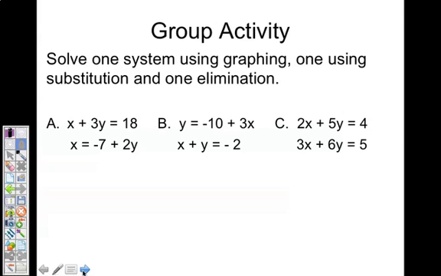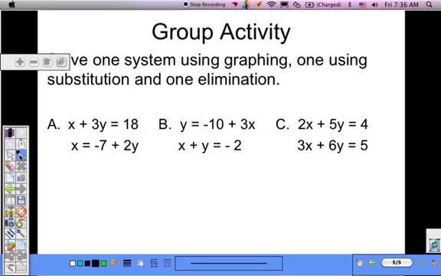Now, we have 3 equations here. You're going to solve one by graphing, one using substitution, and one using elimination. You can solve all these equations using whatever method you would like, but some of these are set up to make one method a lot easier than the others. Such as looking across here, I would say this one, I would use elimination. They're already stacked, we just need to make opposites.